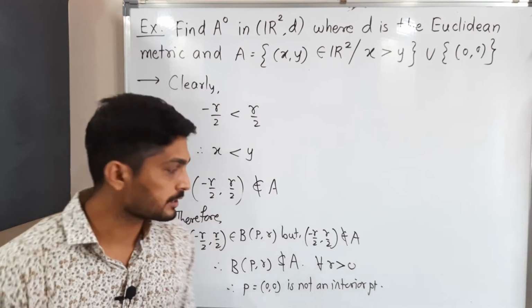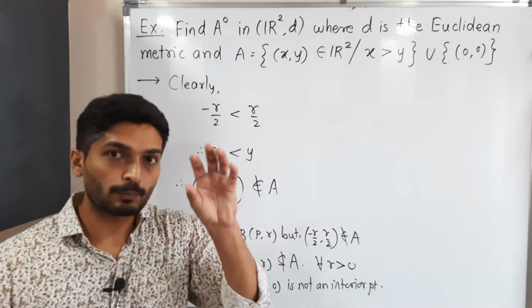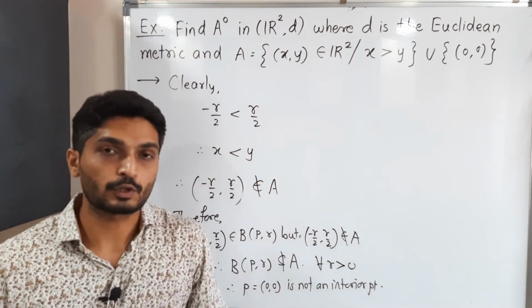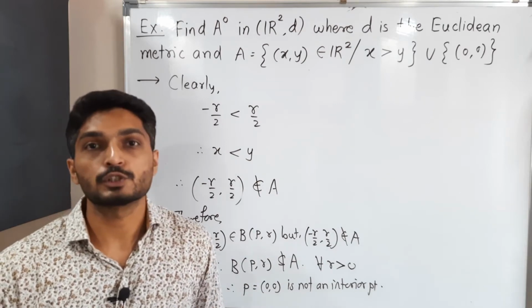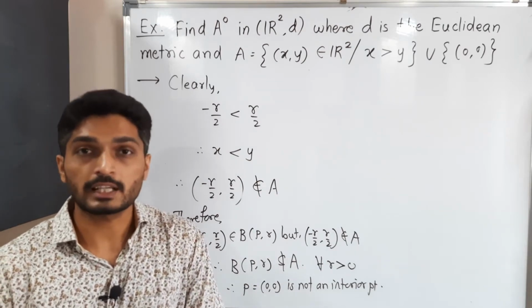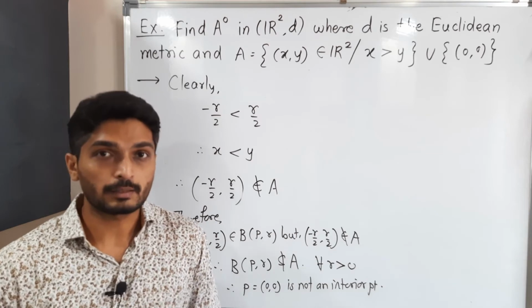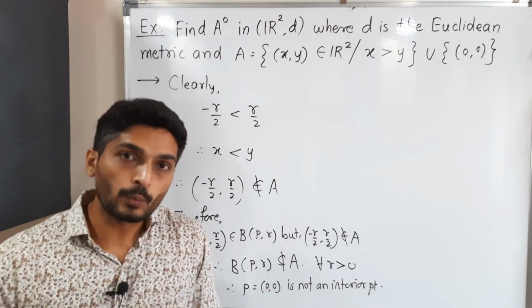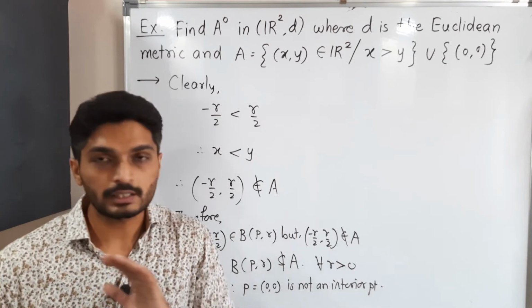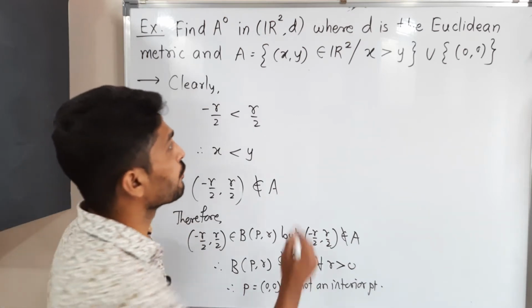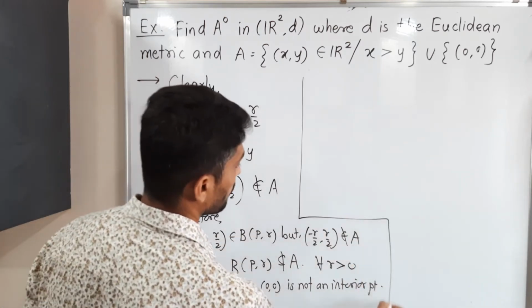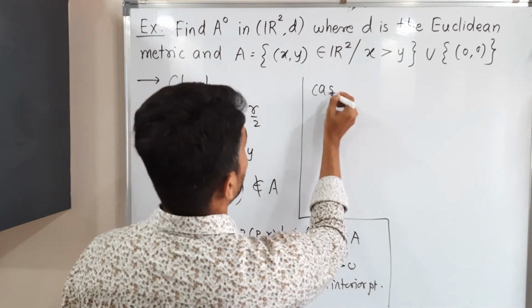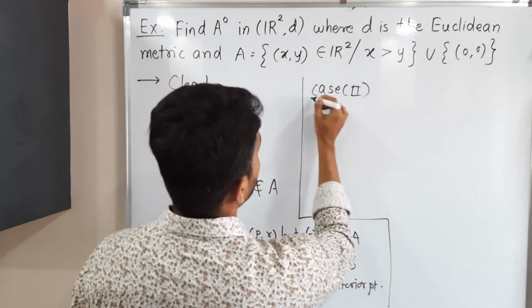The definition of an interior point says there should be some r such that the open ball with center P and radius r is a subset of A. But it does not satisfy the definition of an interior point. So that's why we can directly declare it is not an interior point. So the first case is over here, that (0, 0) is not an interior point. So obviously we should go for the second case.